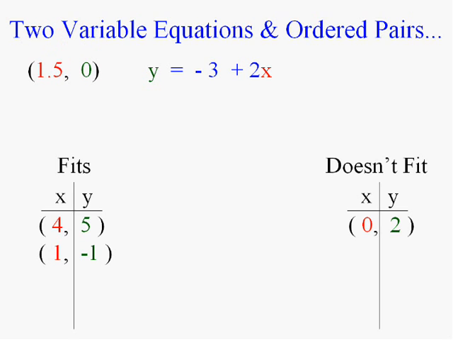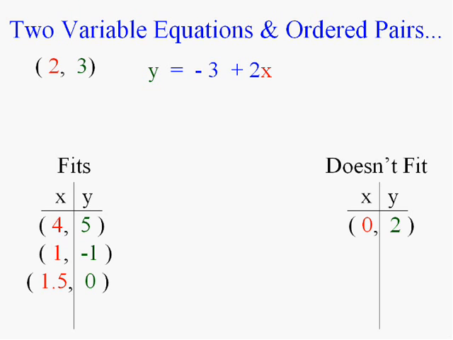Can you use fractions? Absolutely. Or decimals. 1.5 and 0. Let's put 1.5 in for X. And 0 for Y. Do you know what 2 times 1.5 is? Well, it's 3. And son of a gun, 3 and negative 3 do equal 0. Totally. So we're not going to discount anybody just because they have decimals or fractions or anything.